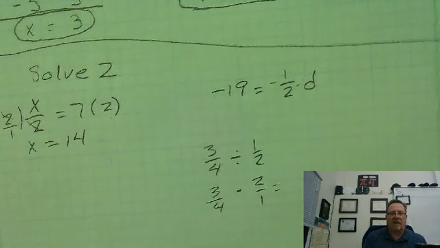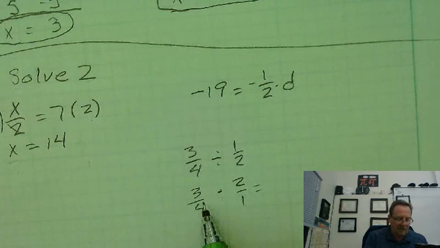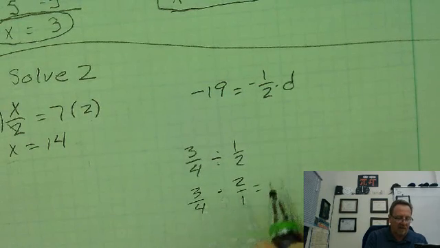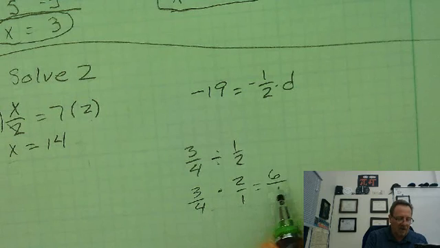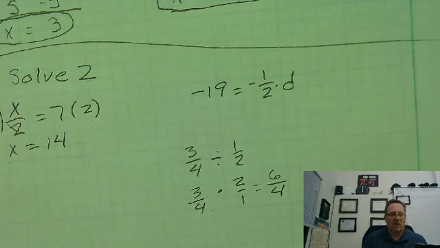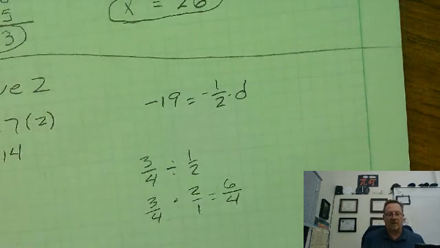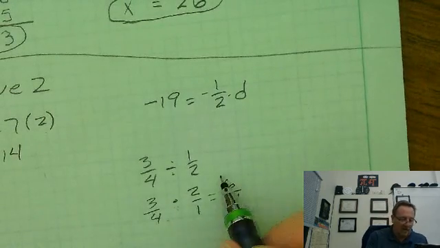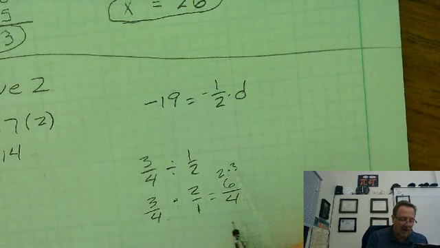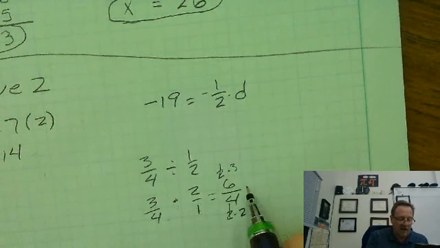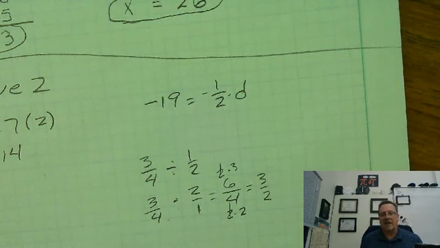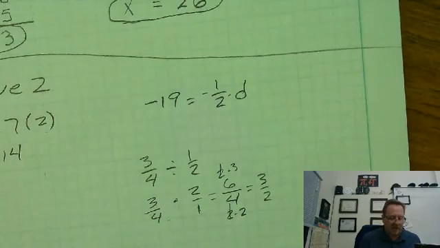So if we were doing a problem like this one, multiplication is just straight across. 3 times 2 is 6. 4 times 1 is 4. So you get 6/4. Of course, that's where people want to stop, but we need to reduce. I think of 6 as 2 times 3, and 4 as 2 times 2, and there's a 2 upstairs and a 2 downstairs, and they cancel each other, and that leaves me with 3 halves. That's how you do it when you're trying to divide by a fraction.